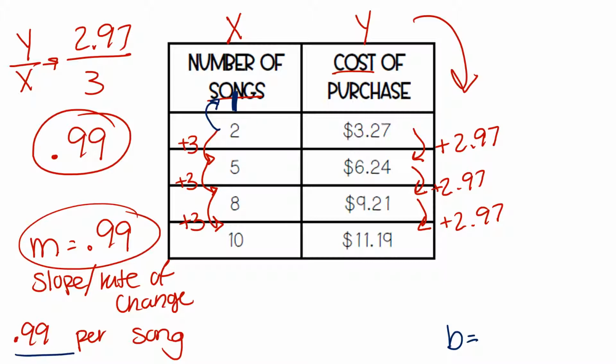We know it's 99 cents per song. So if I go back one song, I go backwards the 99 cents. Starting at 327 and going backwards 99 cents puts us at 228.